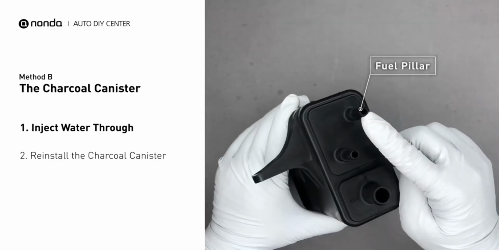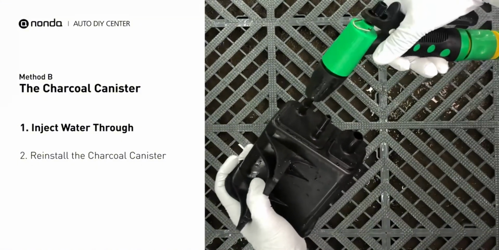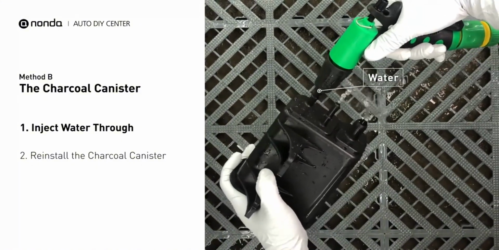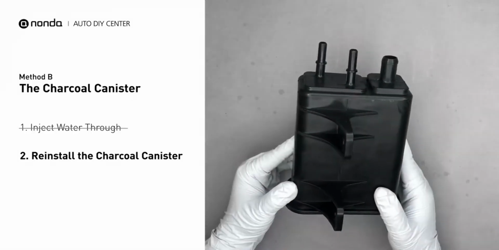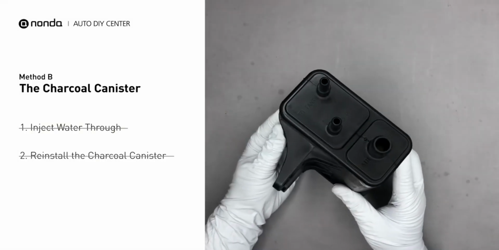Locate the fuel pillar. Inject water from the fuel pillar to clean the charcoal canister through. Reinstall the charcoal canister back in your car once it gets dried.